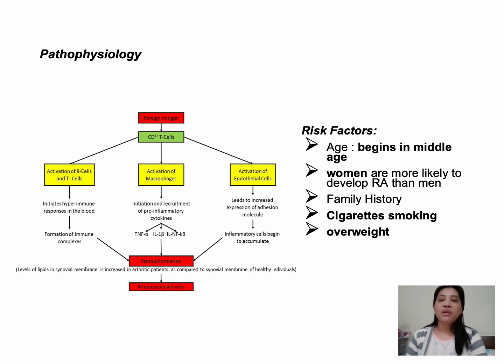Second is the permeability of endothelial cells, which increases, leading to plasma extravasation, to edema formation, and to swelling of the joints. Third, the endothelial cells proliferate as a part of the angiogenic process of the growing pannus. Pannus is the lining of the joints which becomes inflamed in RA.